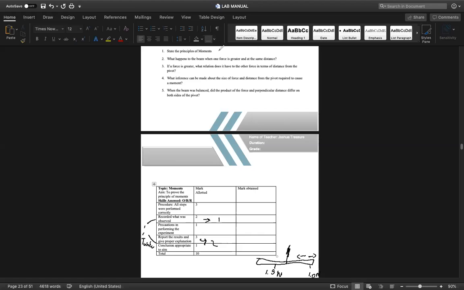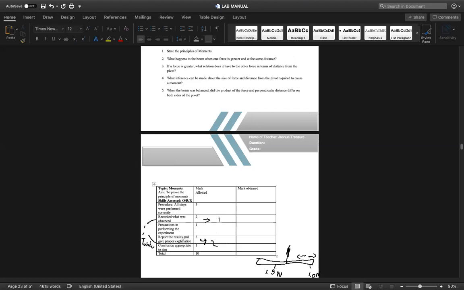And of course, you have to go ahead and answer some of these questions as well. State the principle of moments. What happens to the beam if one force is greater and at the same distance? You could answer these as well. All right, answer as much of these questions as possible in order to get a full 3 marks for your discussion and explanation.